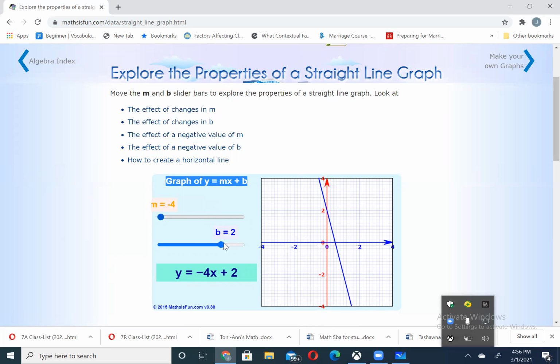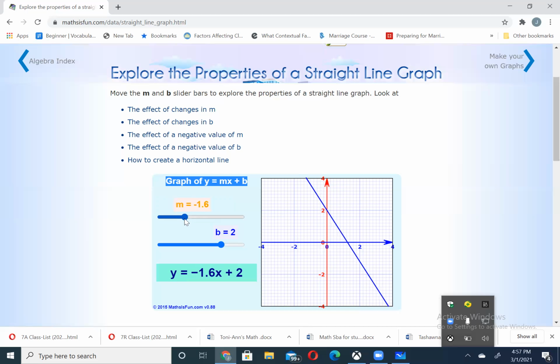All right, can you hear me? Yes, Miss. Okay, so we know m represents the gradient of the graph, right? So this is the positive gradient, and this is the negative gradient. Positive, you move to your right. Negative, you move to your left.